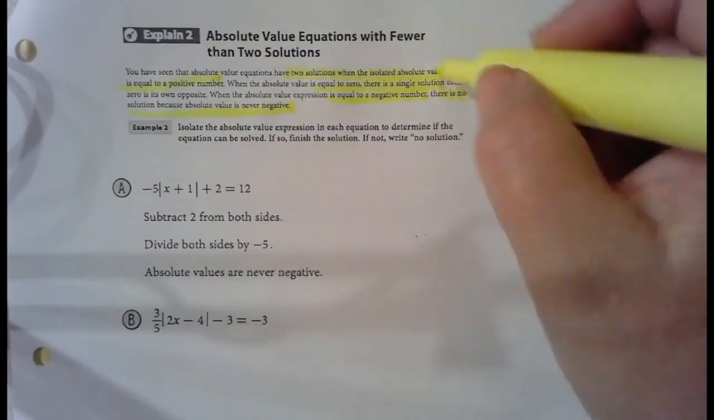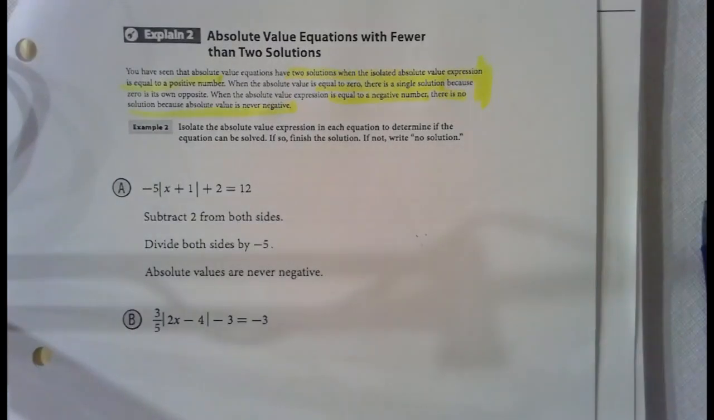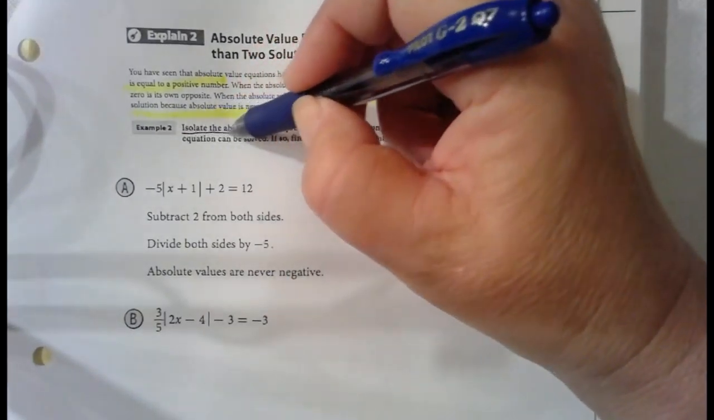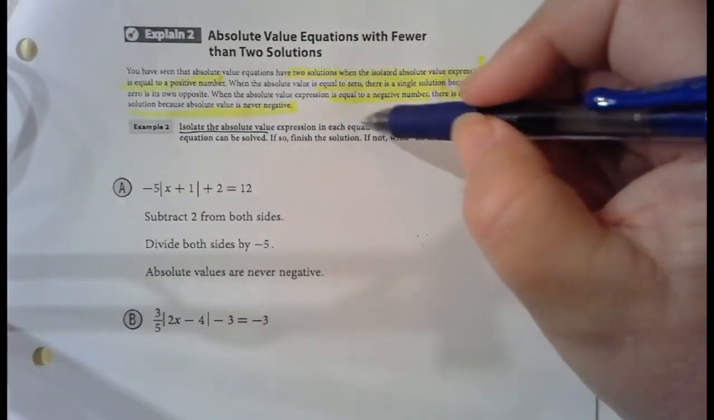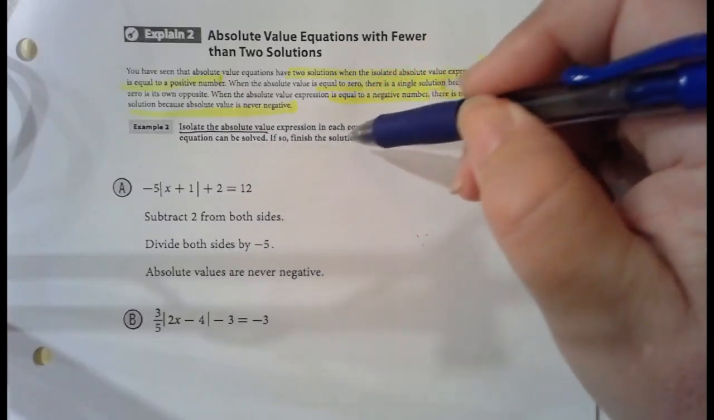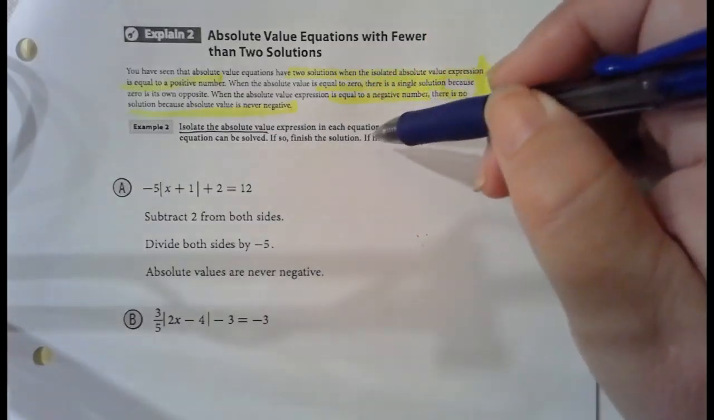So basically, here are the rules that we have been applying through yesterday's and today's lesson. So we want to isolate the absolute value first in each equation to determine if the equation can be solved. If so, they want us to finish the solution, finish the problem.